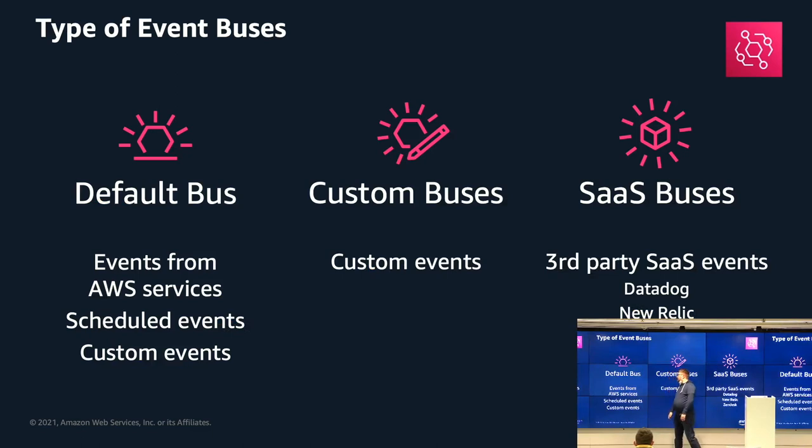And so there are three types of buses in EventBridge. The first is the default bus. The default bus exists within the AWS account. So whenever you create an AWS account, you have a default bus inside. And primarily, it's used by native AWS services to put their events in.